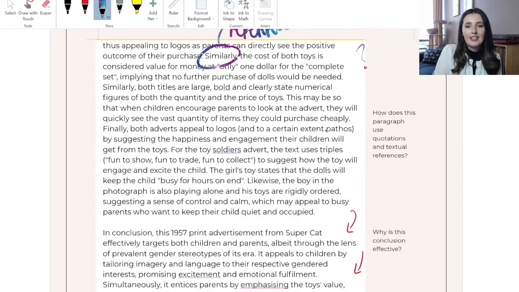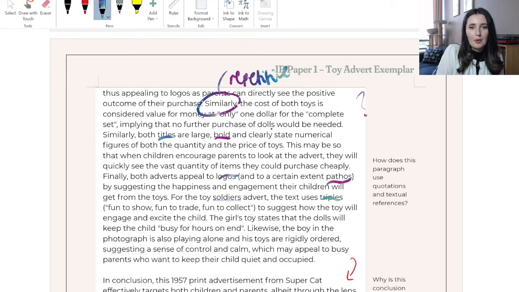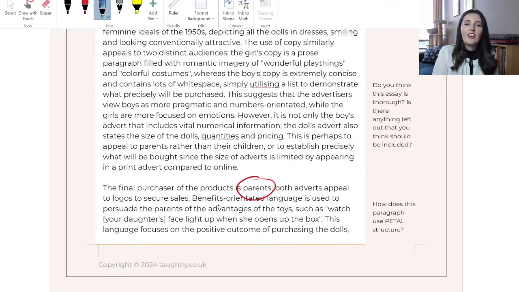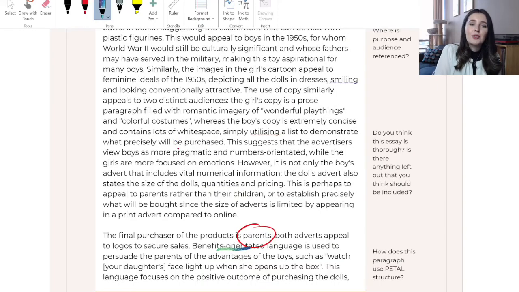Then if we also think about techniques, so I've got pathos and logos, I've got use of triples right here, I do connotations further up, also the use of titles and bold and numerical figures. These are also techniques that I'm analysing. Here I've got very specific vocabulary related to adverts because I am analysing the print advert, so I talk about benefits oriented language. And over here some more terminology related with adverts. We've got white space, and we've also got the copy as well, numbers orientated. Where's copy? I can't find it right now, but I do mention copy. So I'm here, found it.